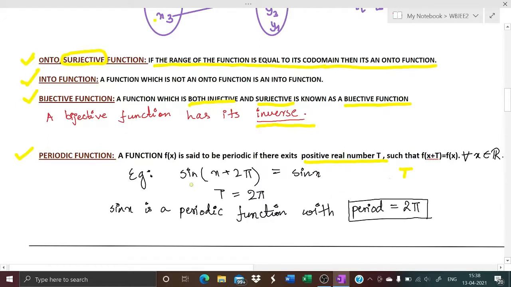and your function will be periodic. So in this case you can see this is an example that the period of sin x is 2 pi because after an interval of 2 pi the graph repeats itself. This is basically your graph of sin x till 2 pi, and after 2 pi again the same thing will repeat, and also on the negative side. So your function sin x is a periodic function with period 2 pi.